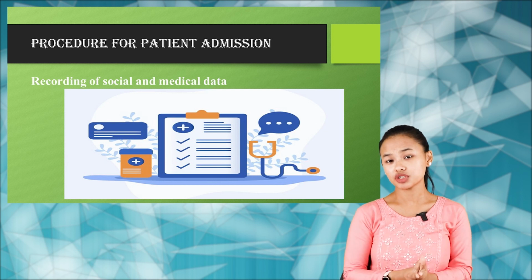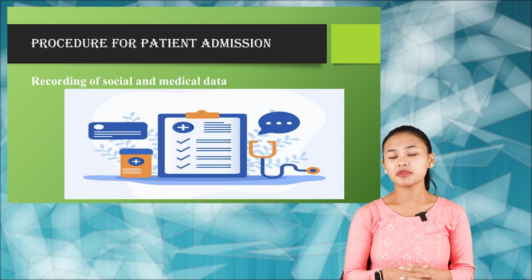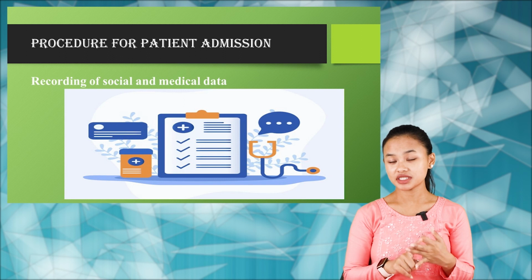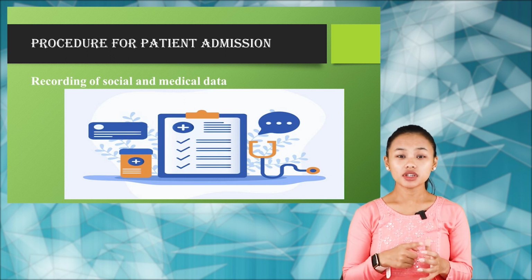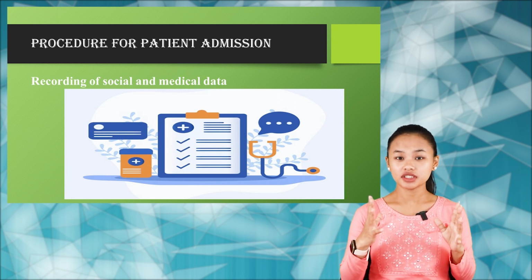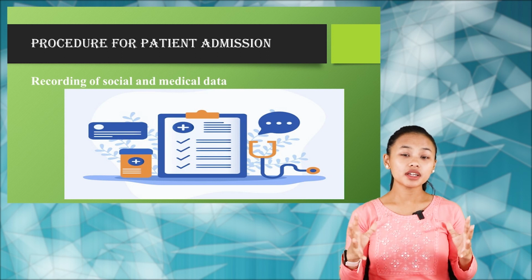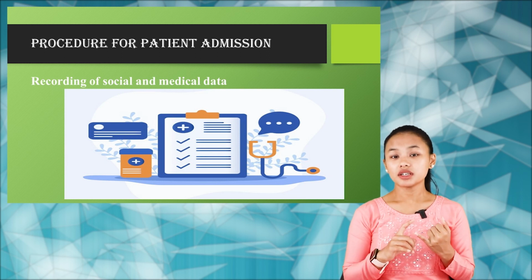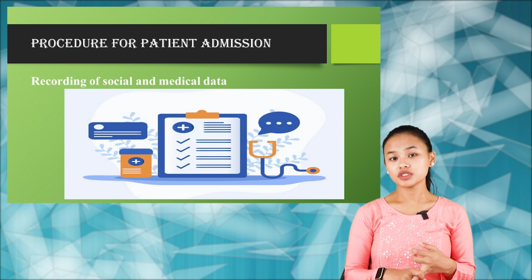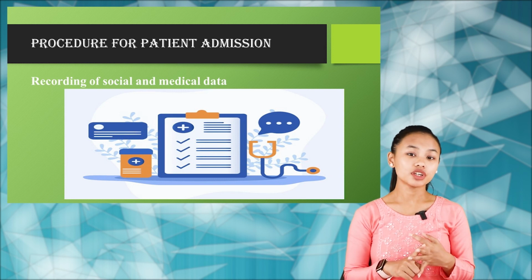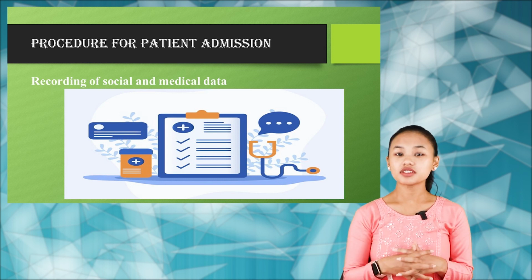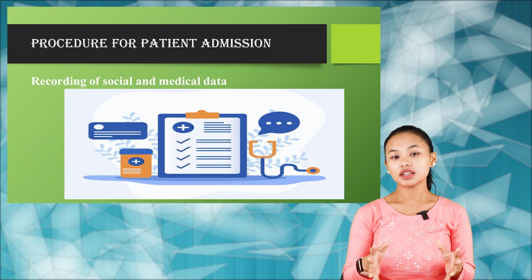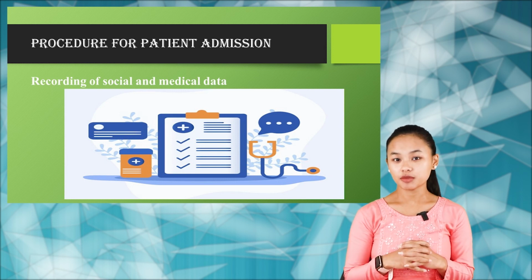So what do you mean by social data? Social data is nothing but the identification, the age, the sex, the marital status, the religion, the occupation, education, etc. Whereas the medical data consists of the diagnosis, provisional diagnosis, as well as the duration of illness. So these are the various social and medical data that a nurse must collect from the patient.